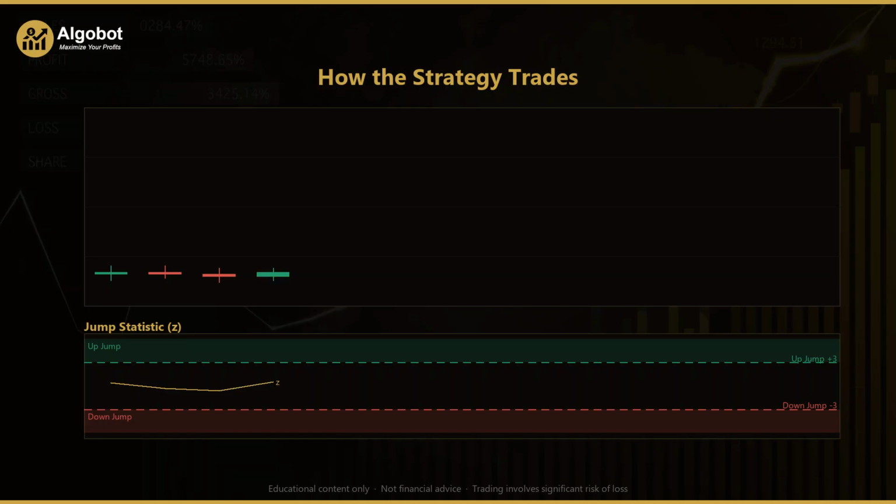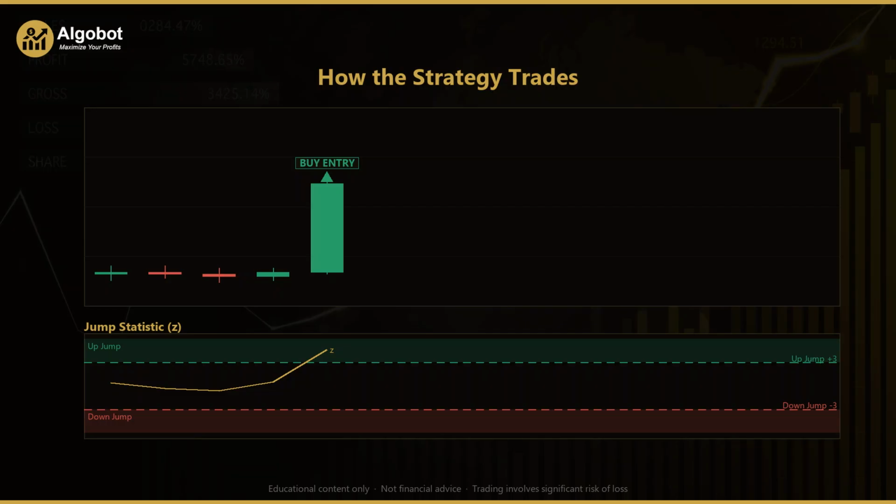Look at the first few candles on the left. They're small and quiet, tight little bars drifting sideways with barely any range. In the subpanel, the jump statistic hovers close to 0, wandering gently between +1 and -1. This is exactly the calm, continuous regime the bipower baseline is built to measure. Nothing here is unusual, so the strategy simply waits.